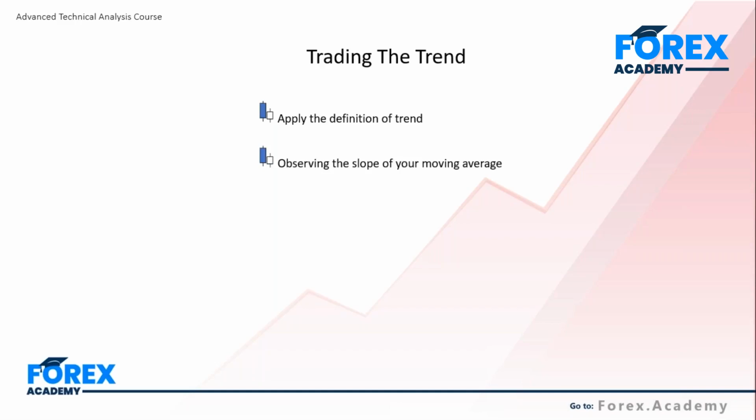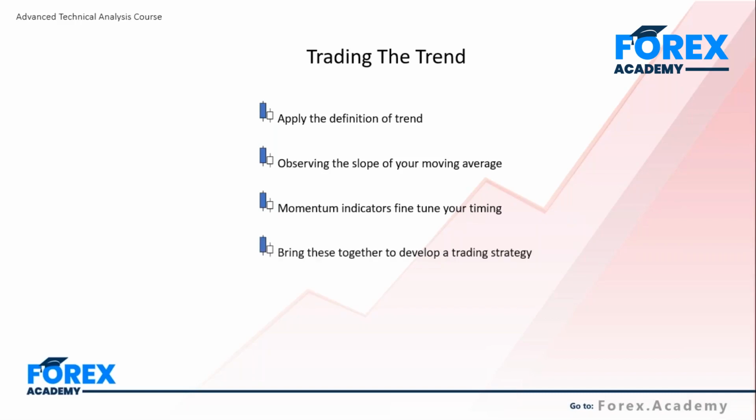From a trend trading perspective, what we will look at now in terms of applying is firstly the definition of a trend. We will bring into the discussion how the slope of a moving average can improve our evaluation of the market. We will look at momentum to identify fine-tuning opportunities around timing aspects. And we will bring this all together to develop a trading strategy. So we will look at answering the what to trade question by identifying opportunities, where, in other words, at what price level, and how. Bring all of these components together to develop the ultimate strategy.